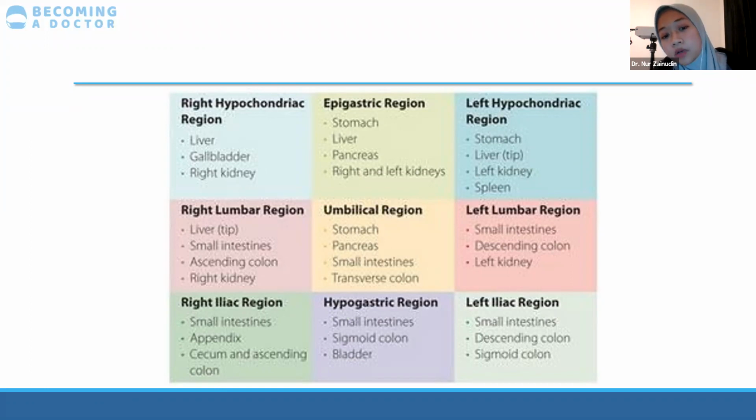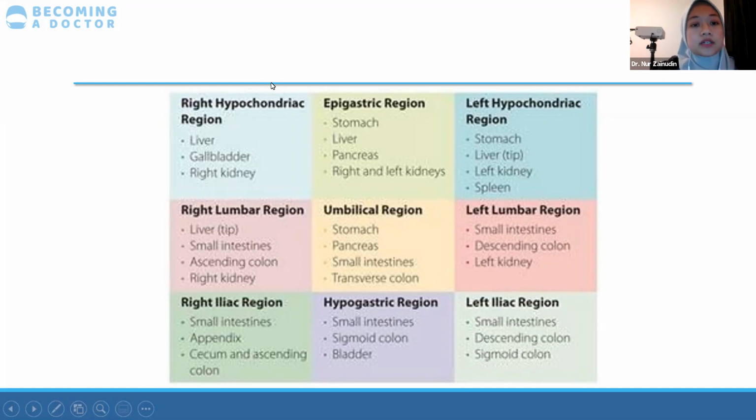We have the right lumbar, or sometimes people call it right flank, right loin, umbilical region or periumbilical, left lumbar, flank, loin, right iliac region, right iliac fossa, hypogastric or suprapubic, and left iliac region. And these are the anatomy that is associated to the 9 regions.